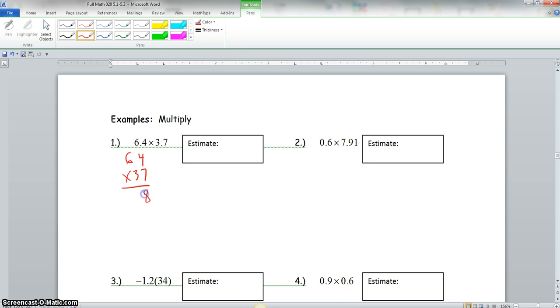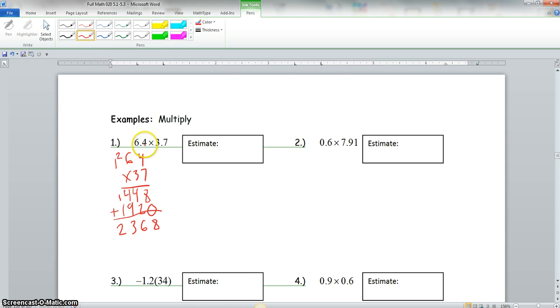7 times 4 is 28. We carry our 2. 7 times 6 is 42. Plus 2 is 44. We add a 0 here. 3 times 4 is 12. You carry your 1. 3 times 6 is 18. Plus 1 is 19. Now we add them together. We have 8, 6. This is 13. You carry your 1. And this is 2,368. But remember, we go and count how many digits we have behind the decimal in each of these factors.